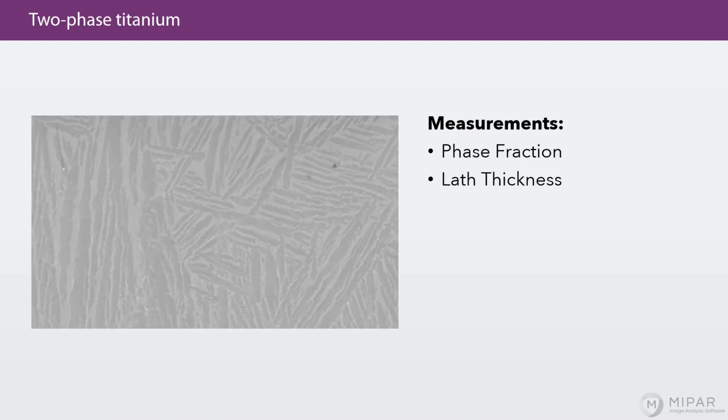This image is two-phase titanium. We have alpha phase, which is the dark material, and the beta phase, which is the bright material between them. And as you can probably imagine, the composition of the metal, the arrangement, the orientations, the sizes of these different phases all have a pretty significant impact on the material properties of the whole sample. So what we want to get from this image is a measurement of first phase fraction, and second lath thickness, the thickness of these individual alpha laths.